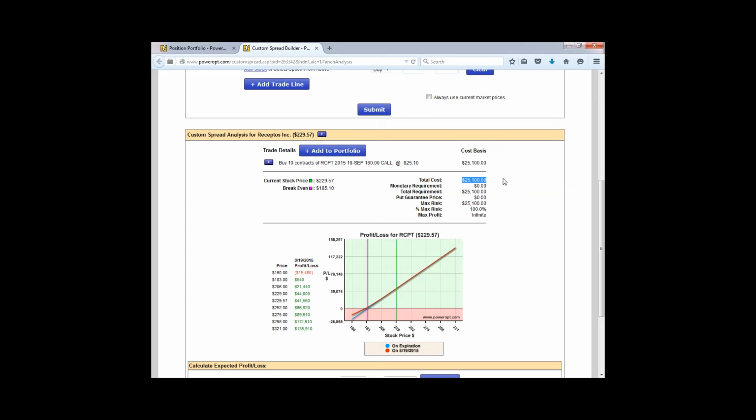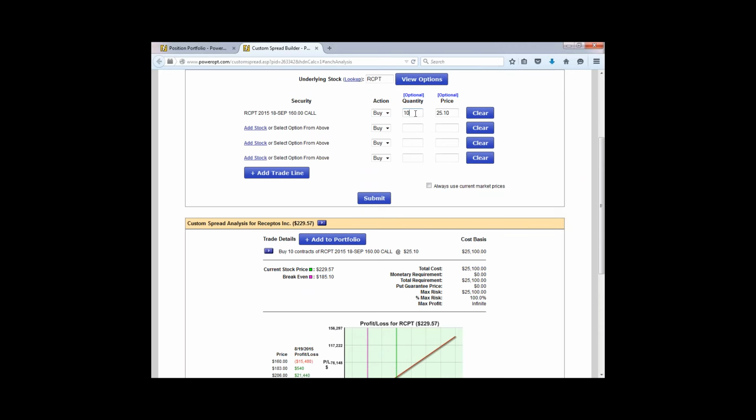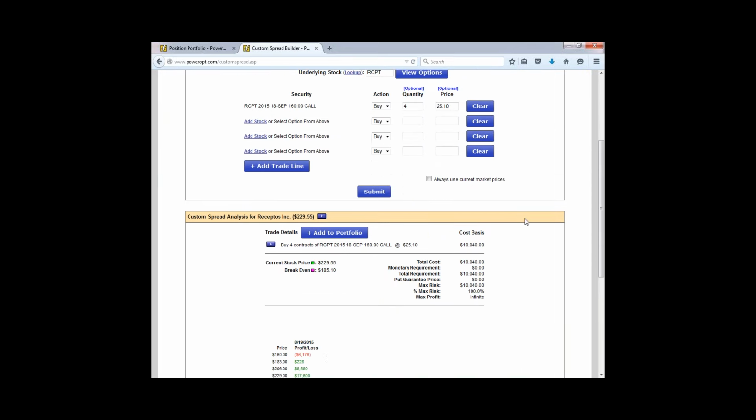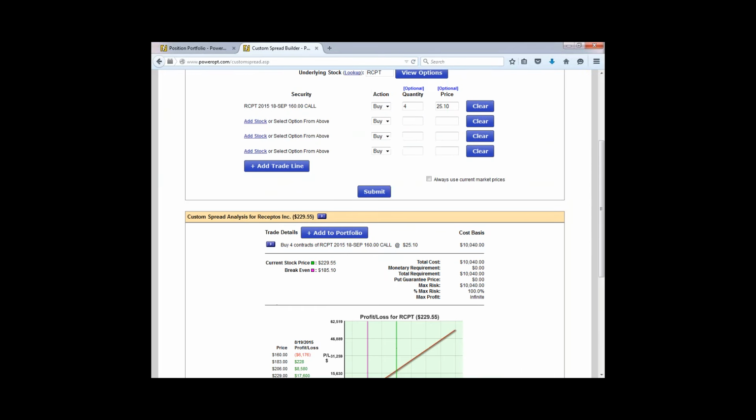Probably wouldn't have done that. We probably would have maybe only bought 5 contracts, reduced this down to about $12,000. In general, by the way, whenever I buy a long call, I probably only allocate about $2,500 or so. So I may have just bought 1 contract here. In fact, let's go ahead and put this down to 4 contracts to make it more realistic with numbers. So we would have invested about $10,000 into the long call because of the high price of the stock.